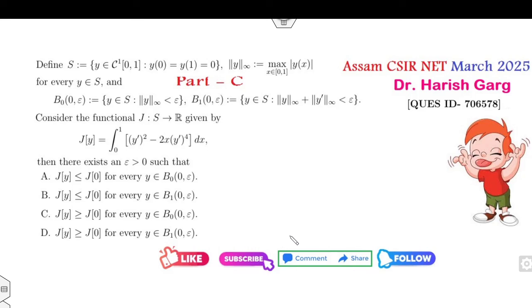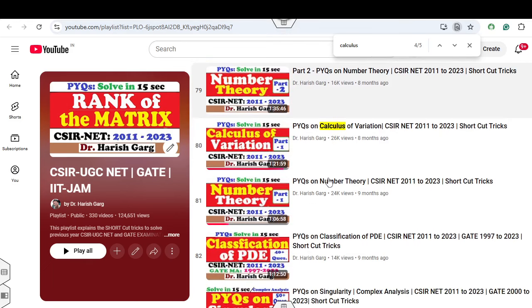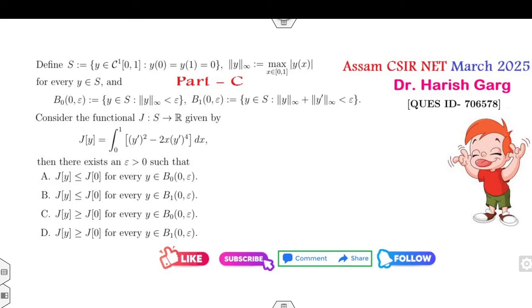Okay, look at this another one. It's a very simple question. Many times in my previous lectures of this PYQ series on the calculus of variations, I already explained how you can solve this part.